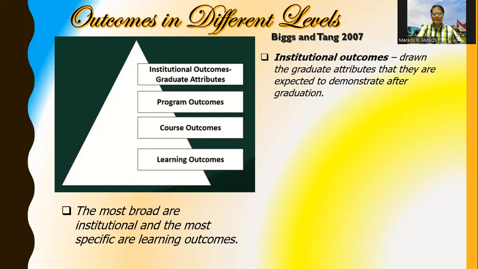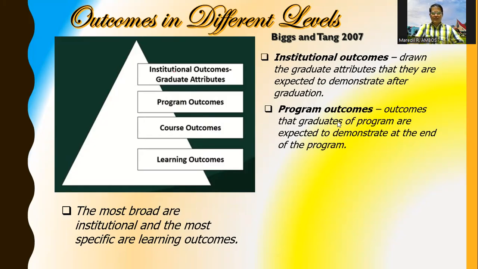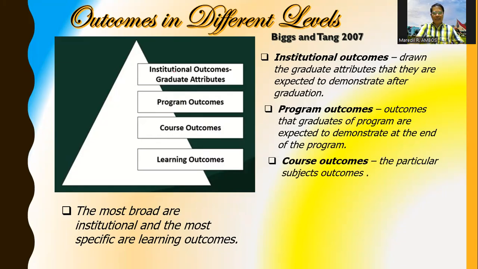Let's discuss what are institutional outcomes. When we say institutional outcomes, these are drawn from the graduate attributes, and they are expected to be demonstrated after graduation or finishing their studies. Then, we have program outcomes. These are outcomes that graduates of a program are expected to demonstrate at the end of the program. And we have also the course outcomes. So these are the particular subject outcomes that we have.